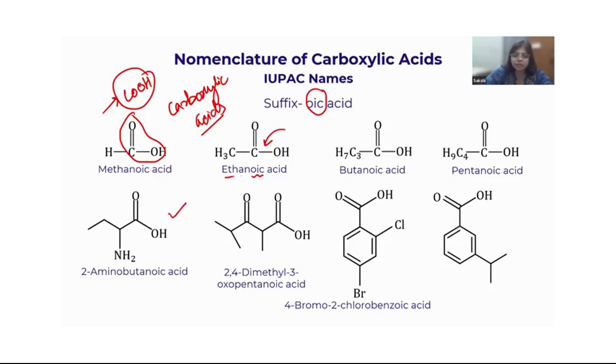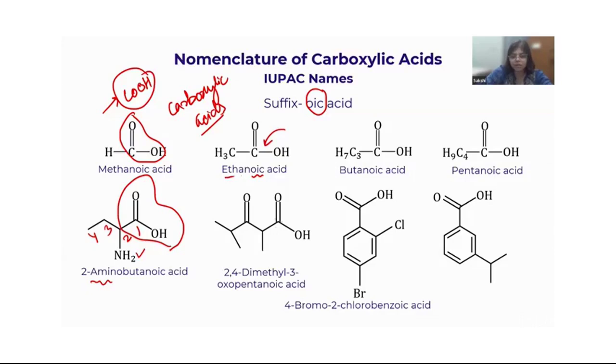Here we have 2 functional groups: an amino group and the COOH carboxylic acid functional group. The highest priority is given to the carboxylic acid functional group. The one that has the lower priority, we put in the prefix. We start the numbering from here, 1, 2, 3, 4. So it becomes 2-aminobutanoic acid.